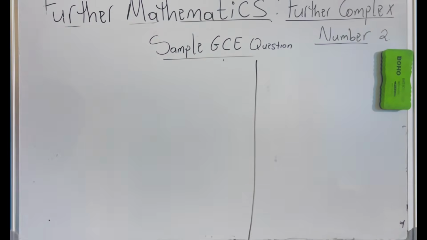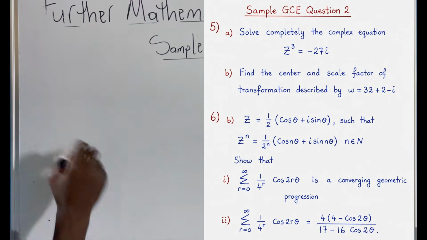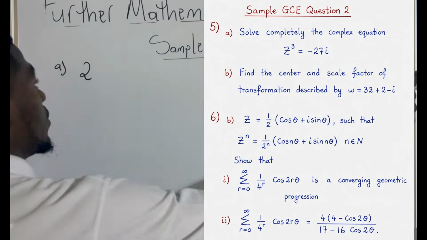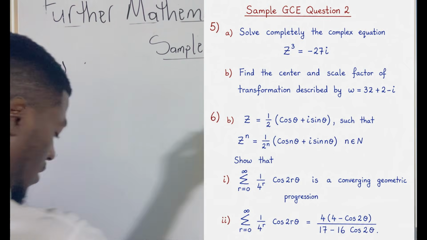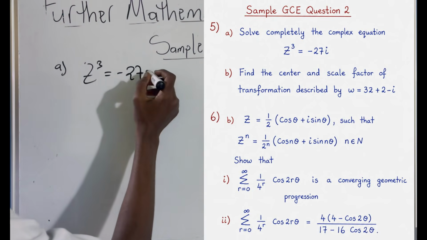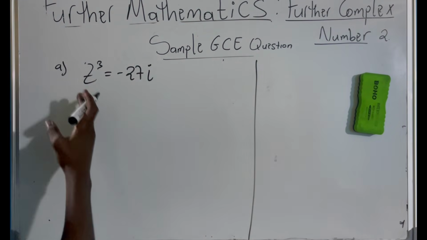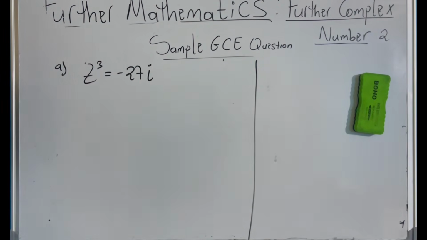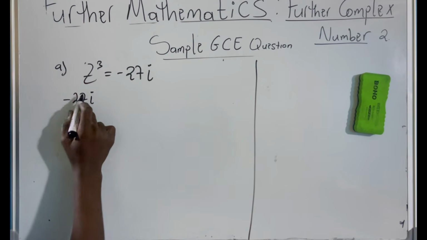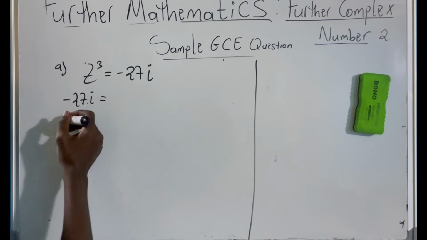The next sample question says: solve completely the complex equation. I can even leave you to solve this one. It's not difficult. Negative 27i, I think this one is not difficult, right? If you want to solve it completely, I'll use exactly what I said. I should first represent negative 27i in polar form. To do that, I'll first find its magnitude.